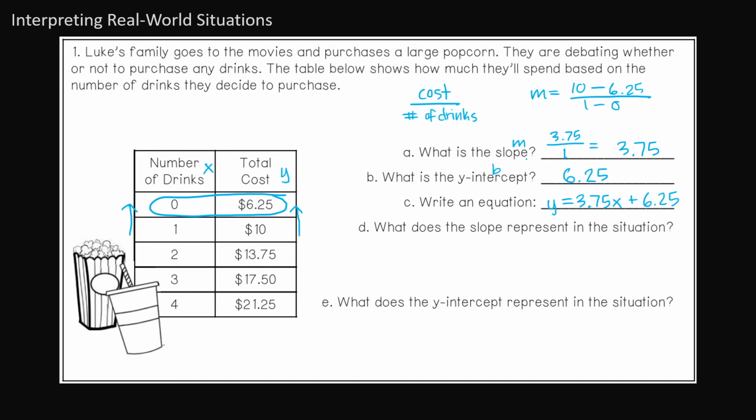The slope in this situation represents the cost per drink. So when we look at the slope, that means we are paying $3.75 per drink. The y-intercept in this situation represents the starting value. And when I look at the starting value, it's the cost when we don't buy any drinks. So $6.25 when 0 drinks are purchased. And there we go.